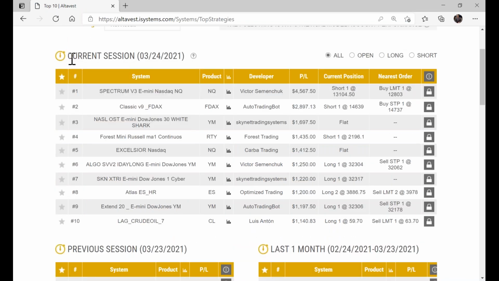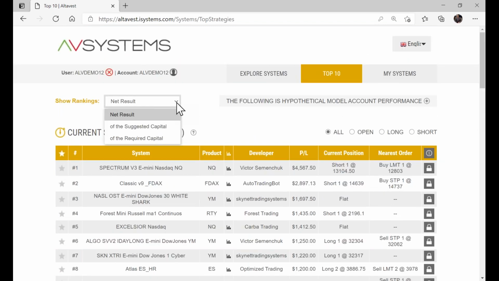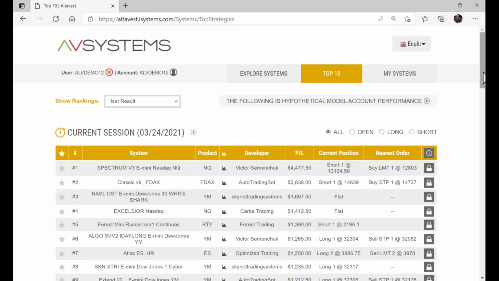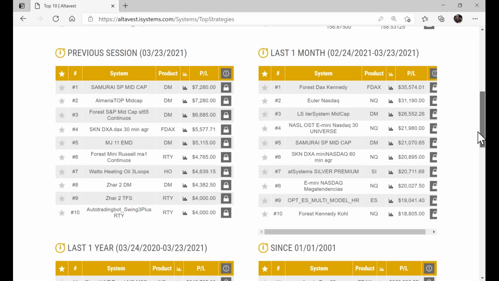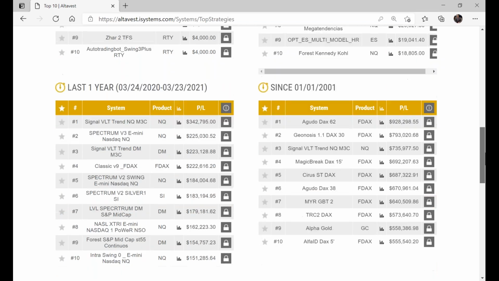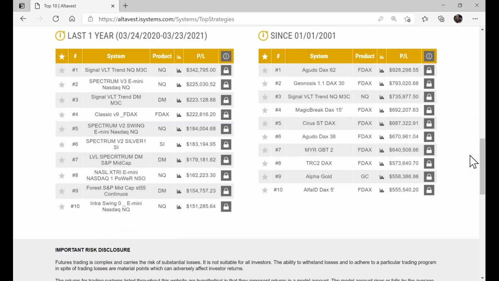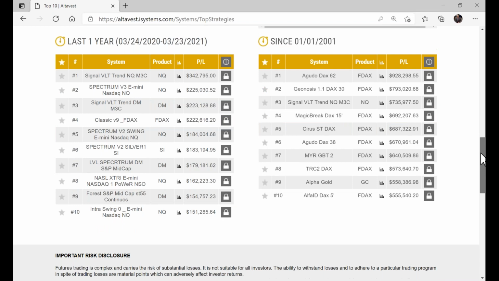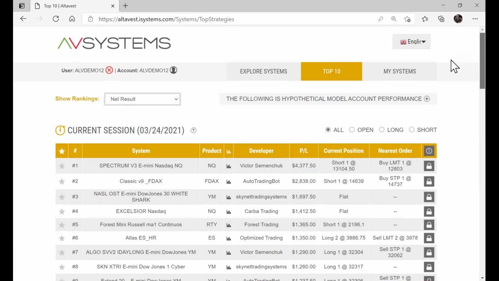So here are the top 10 sessions or systems for today as we speak. One of them here is the NASDAQ. And you can also look at this as a percentage of your suggested capital or just the net result. In the previous session, yesterday, last month, and of course last year. So you get to see the top 10. This is a good starting point sometimes if you want to have an idea of what's performing well at the moment.